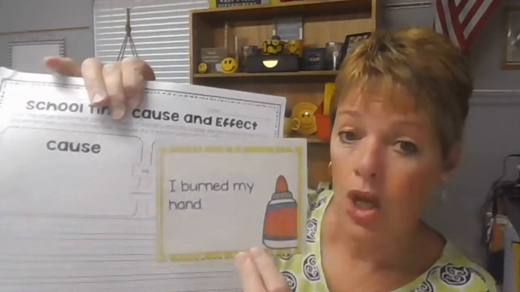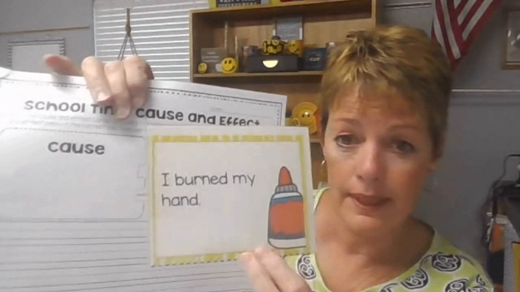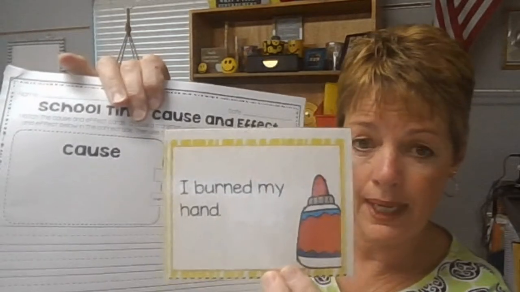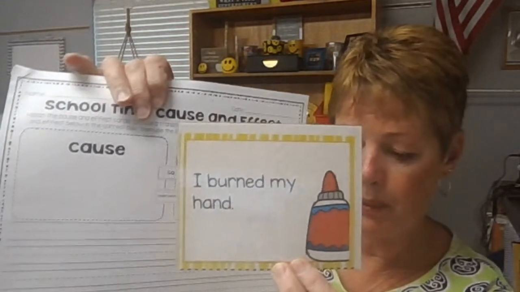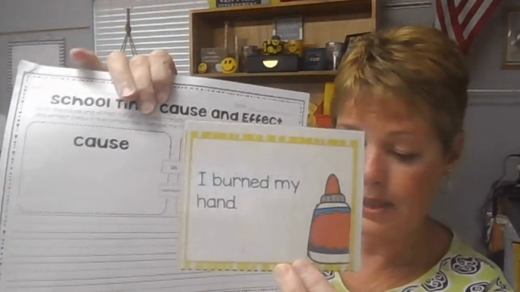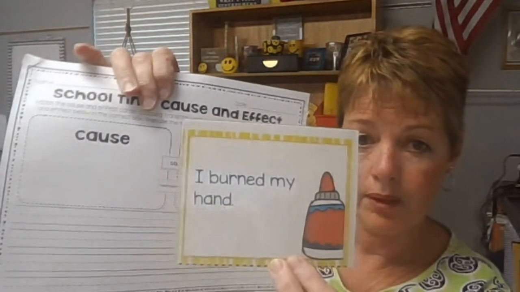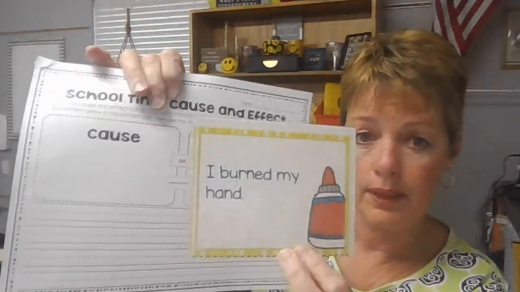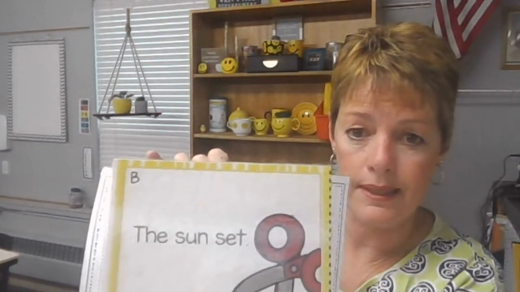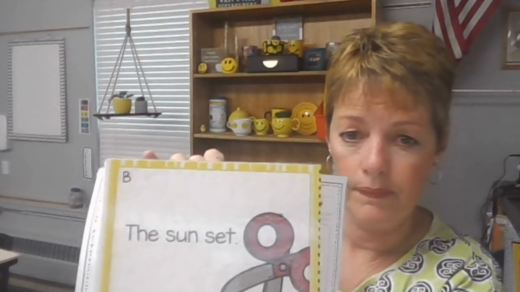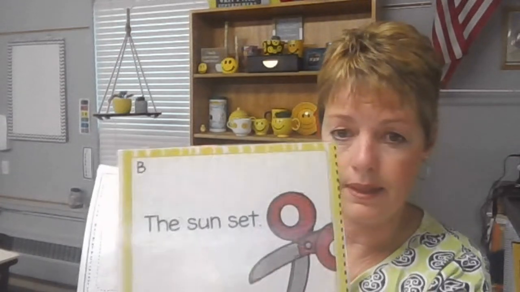That makes sense. So you're going to find the glue bottle that says, I burned my hand, and you're going to put it right on top of that A, I touched a hot pan. Those are a match. Okay? So then you go on to letter B, the cause. The cause is the sunset. Okay? That is the sunset.